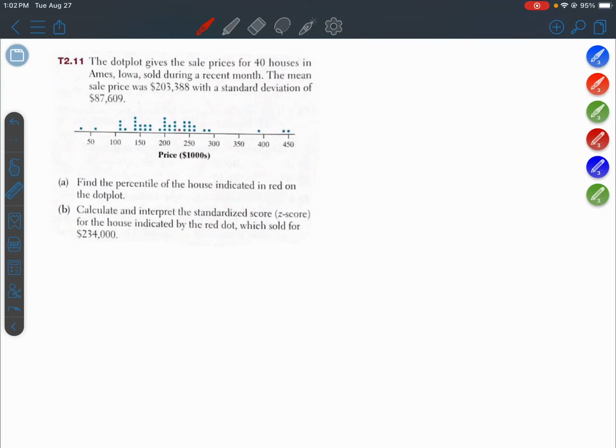T2.11. The dot plot gives the sale prices for 40 houses in Ames, Iowa, sold during a recent month. The mean sale price was $203,388 with a standard deviation of $87,609. Part A, find the percentile of the house indicated in red on the dot plot.